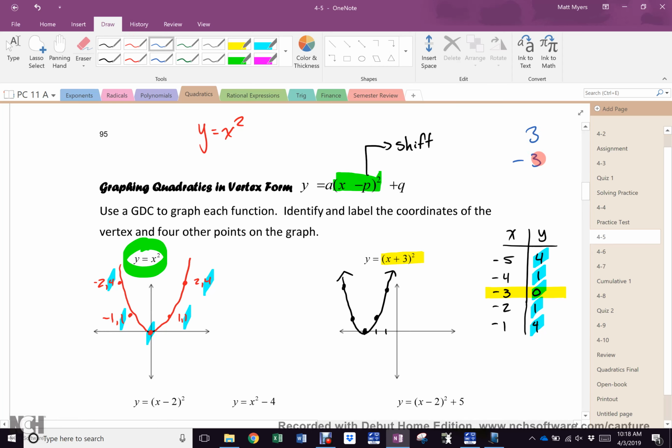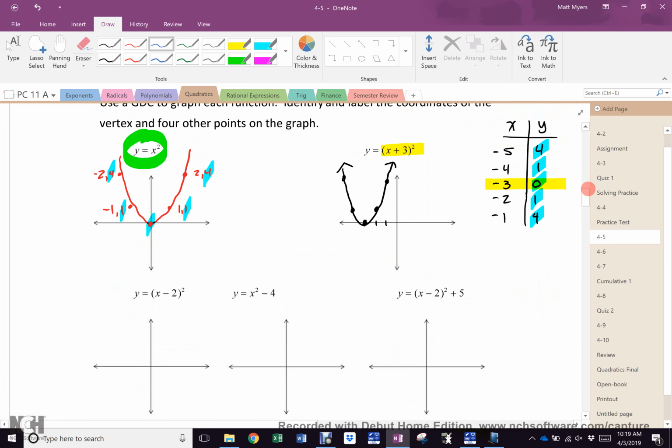3 and negative 3. What would you call those two numbers? Opposites. So I do the opposite of whatever P is. P is positive 3. So I don't move it positive 3. I move it negative 3. Just like in factoring, when we had x plus 3 equals 0, what's our actual answer? Negative 3. Everybody cool? Yeah? Okay. So that means all of you, without thinking about it, should be able to graph this guy.